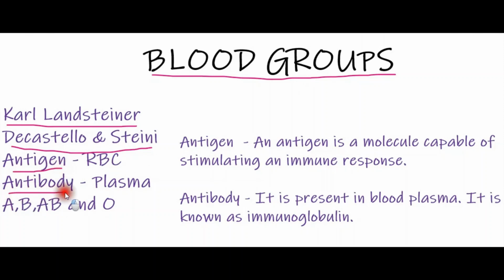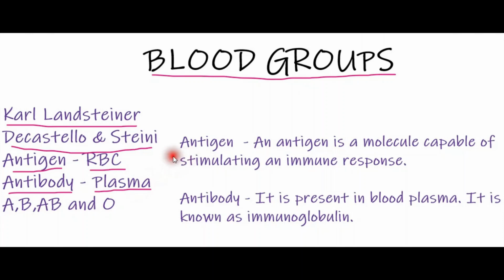Two specific substances are found in the blood. They are known as antigen and antibody. Antigen, another name is agglutinogens, and antibody, another name is agglutinins. These antigens are found on the surface of RBC, and antibodies are present in the blood plasma.